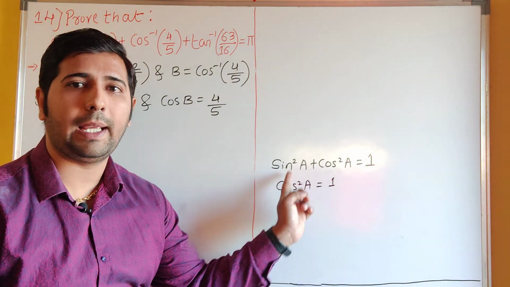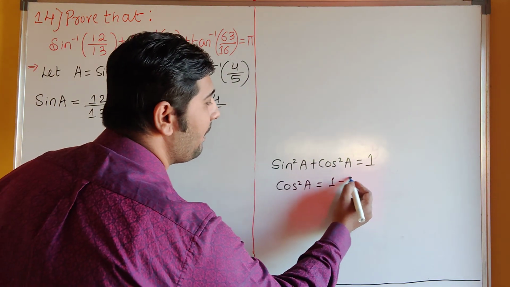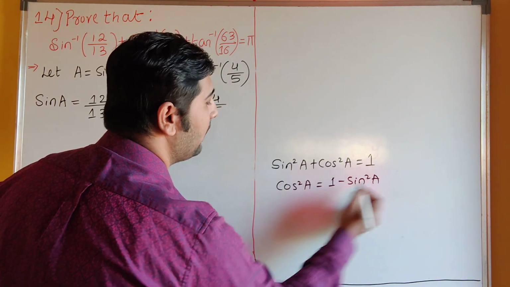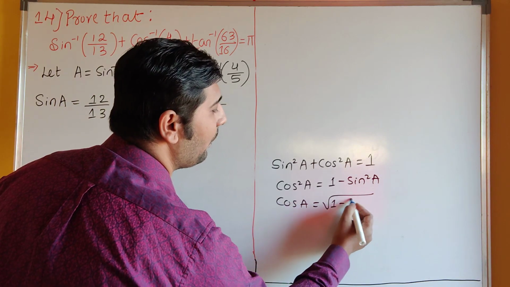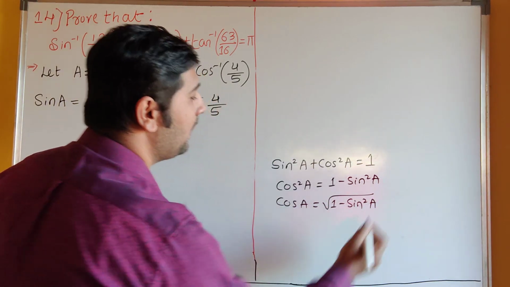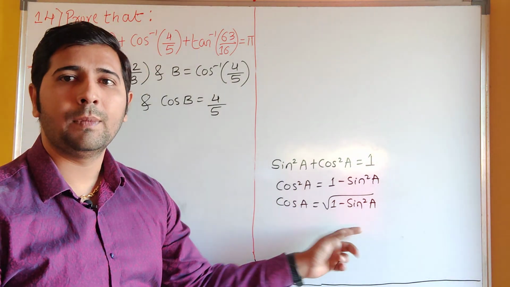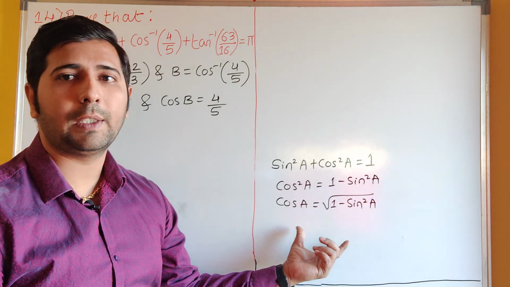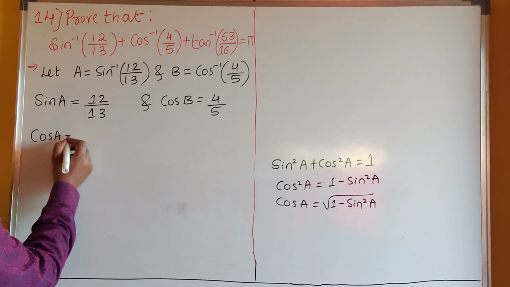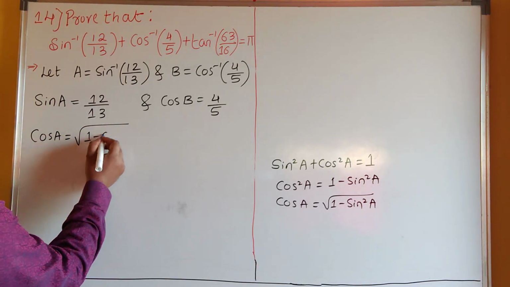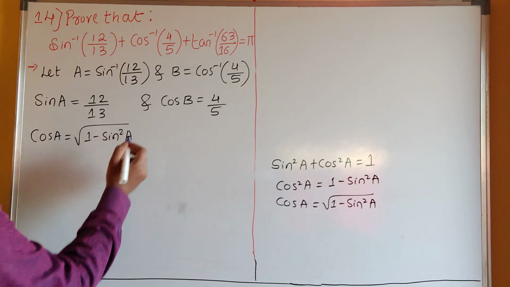Now cos square A is equal to 1 minus sin square A. If you take that side, it will become minus sin square A, dear students. So cos A value will become square root of 1 minus sin square A. Square I am sending on this side. So cos A value I got. This formula we will apply here. So now see here. Cos A is equal to square root of 1 minus sin square A, dear students.